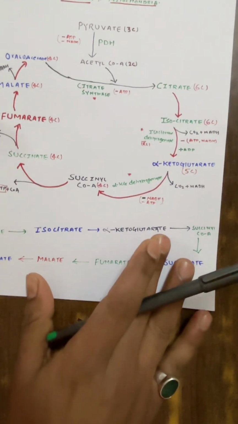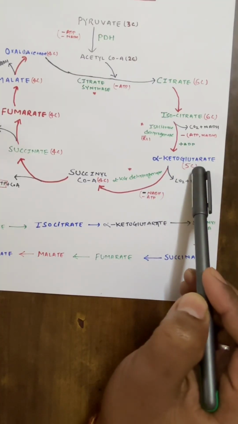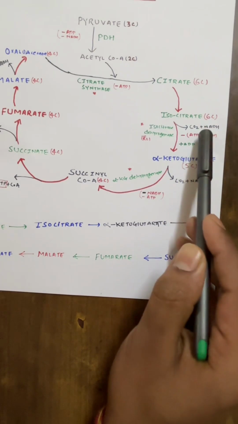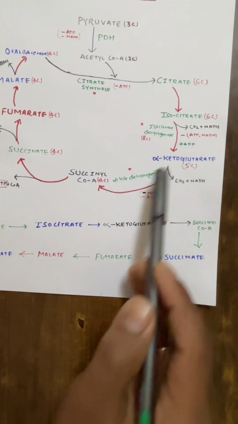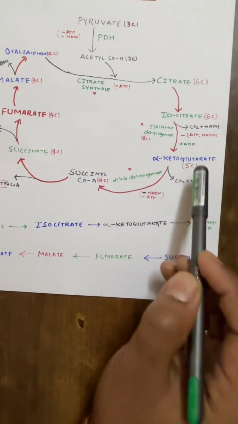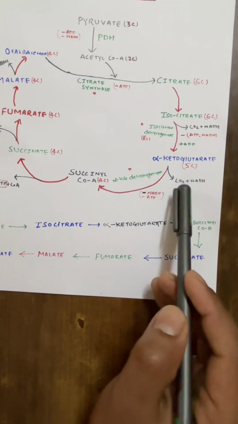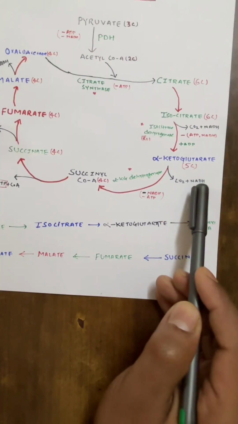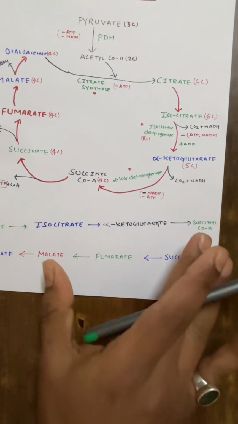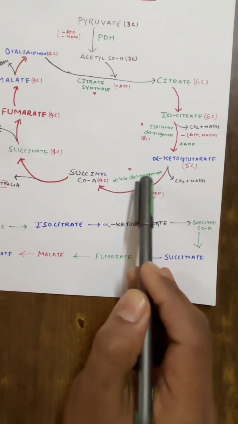Now we can see that this alpha ketoglutarate is a 5 carbon compound. The isocitrate is 6 carbon, but now this alpha ketoglutarate is 5 carbon because 1 carbon is lost here. Now this alpha ketoglutarate is converted to succinyl coenzyme A. While converting alpha ketoglutarate to succinyl coenzyme A, we are getting what? 1 molecule of carbon dioxide and 1 NADH. This step is also inhibited by NADH and ATP. The enzyme used over here is alpha ketoglutarate dehydrogenase.